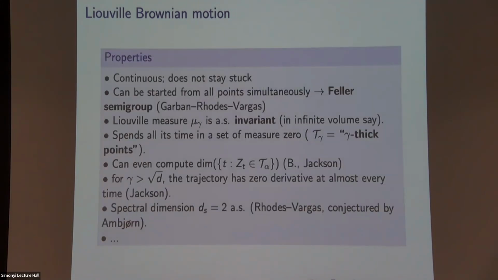So some properties: we also know lots of stuff about Liouville Brownian motion. It has a continuous trajectory and does not stay stuck. The reason I say that is that you might think that in the Gaussian free field, the mountains are so high that it might get stuck on top of a mountain and never move out of there. And in some sense, that's what's happening when gamma is greater than the critical value. It just never takes off.